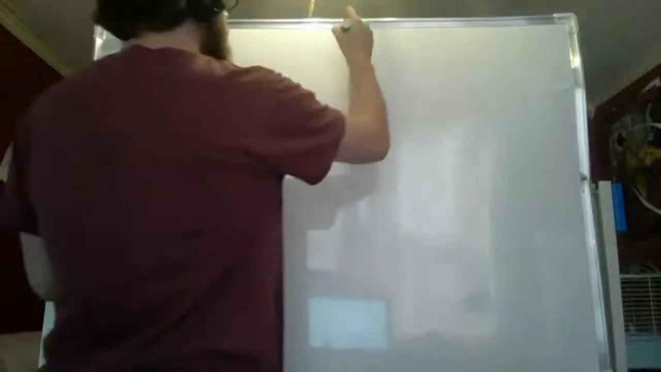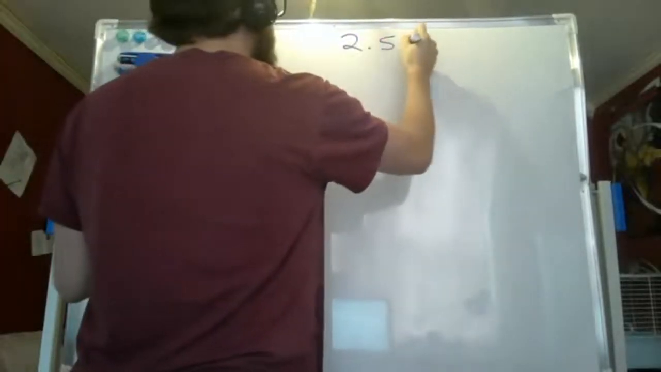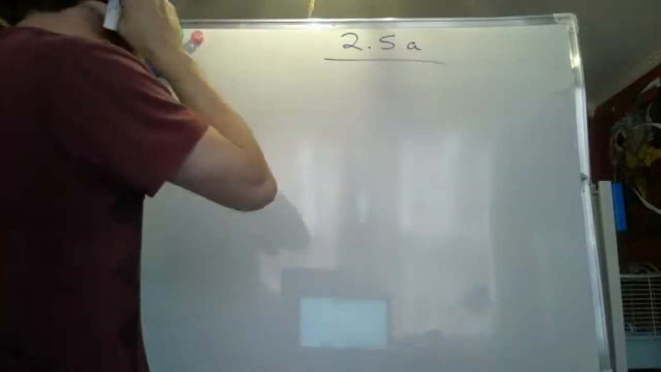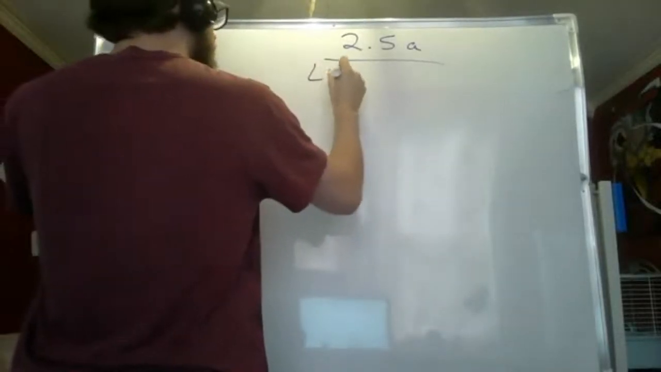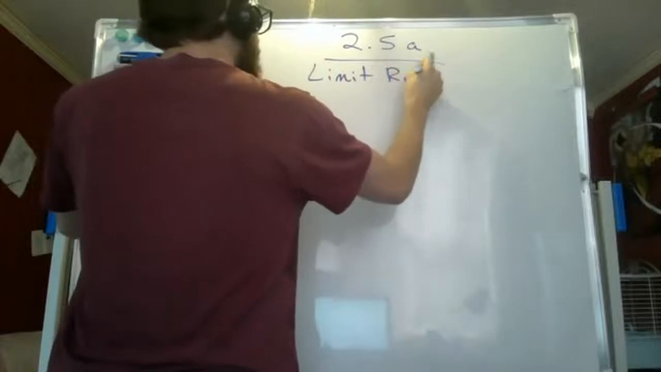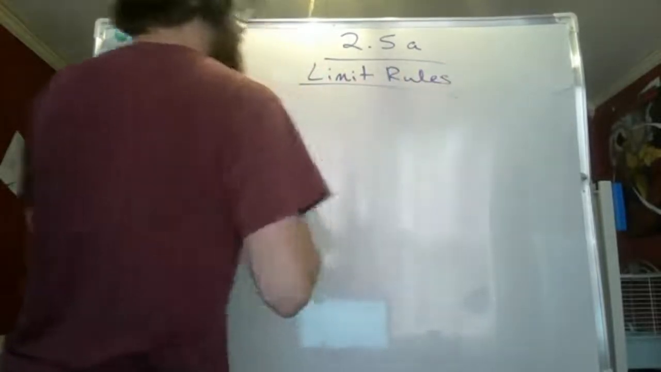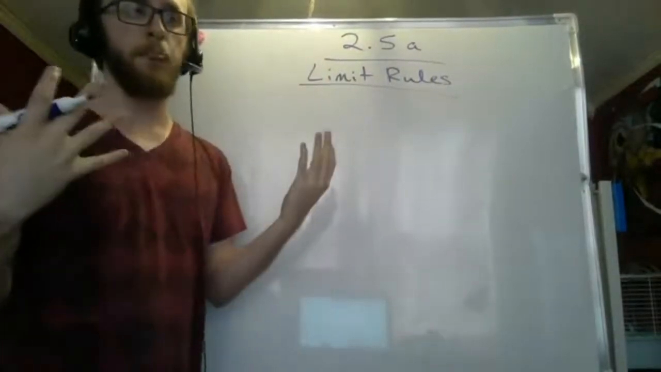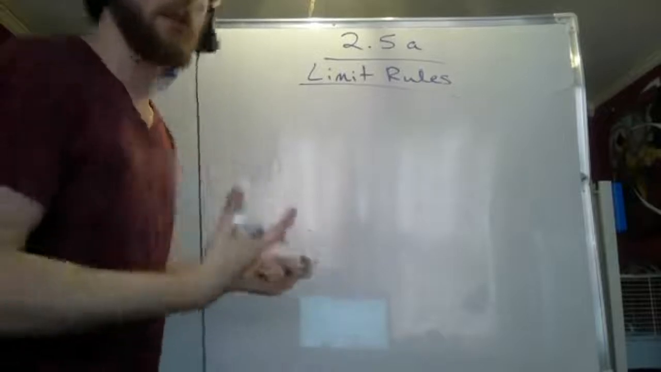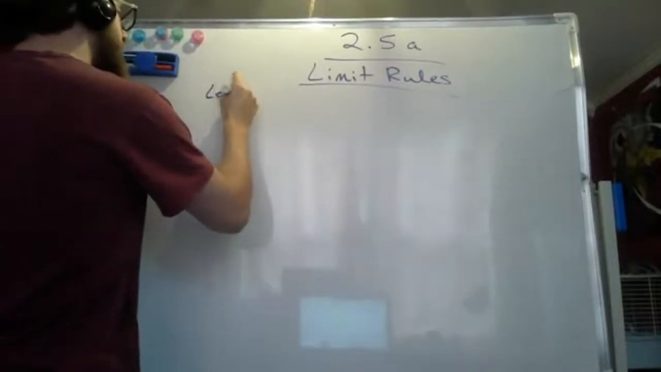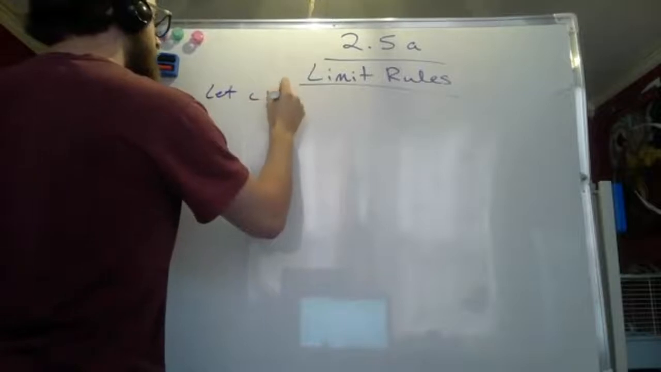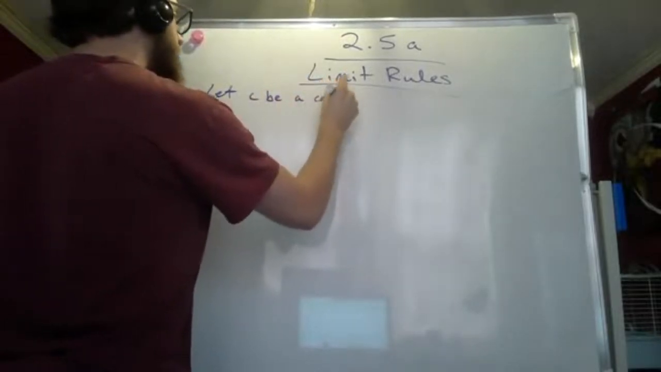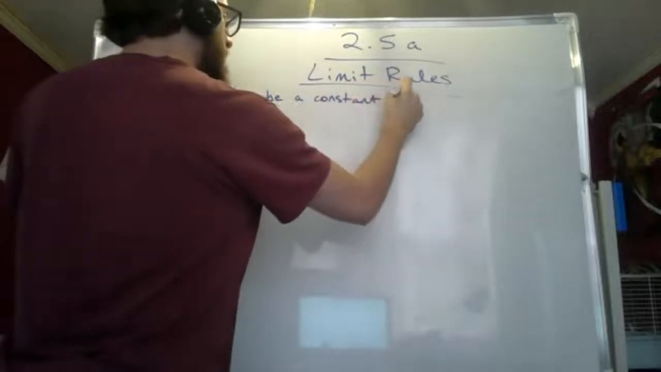So let's get started. We are in 2.5a, and we'd like to go over these limit rules. To start, before I start writing these rules down, I just want to clarify what some of these variables are going to be. So let C be a constant number.